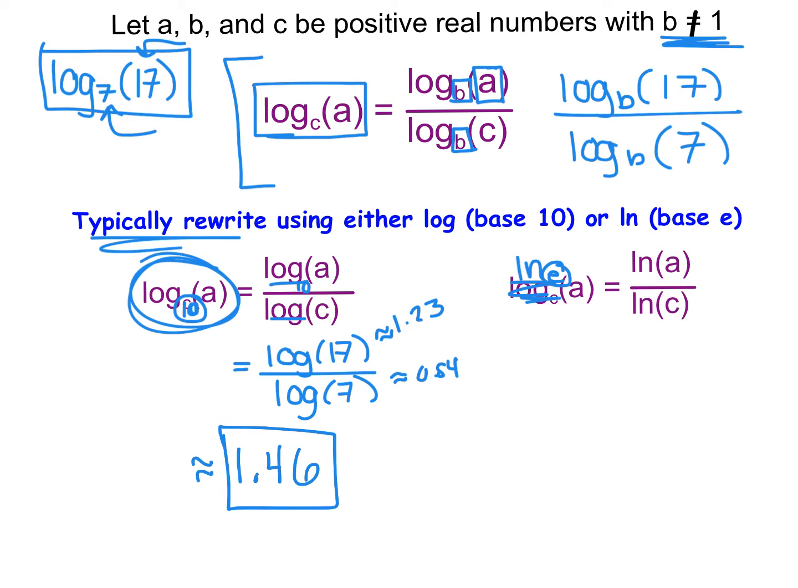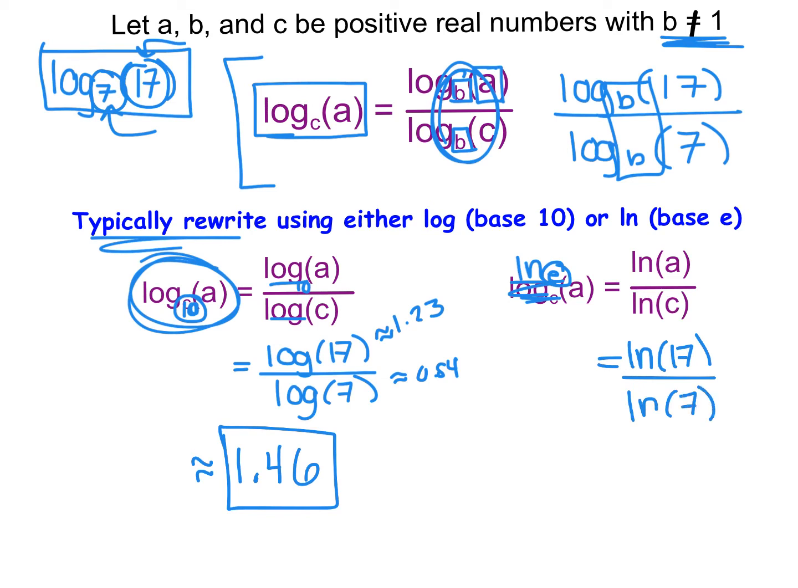Now, let's try this with the other example to prove to you that you can do this with the natural logs as well. It doesn't matter what base you pick. It just matters that what's inside goes in the numerator and what's in the base of the log originally goes in the denominator, and that they have the same base. So from here, let's say we did natural log of 17 over natural log of 7. Natural log of 17 is approximately 2.83, and natural log of 7 is approximately 1.95, if we use our calculator.